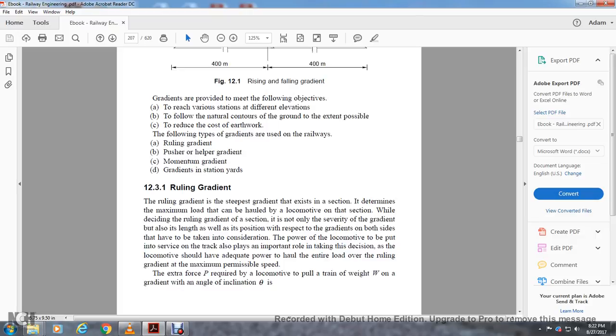The power of the locomotive to be put in service on the track also plays an important role in taking the decision, as the locomotive should have adequate power to haul the entire load over the ruling gradient at the maximum permissible speed.